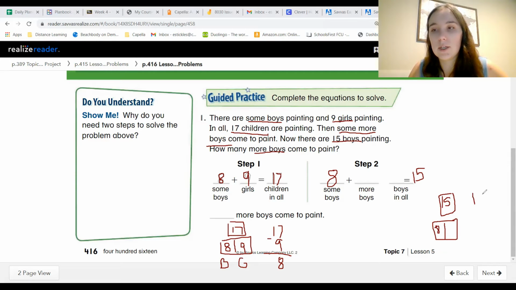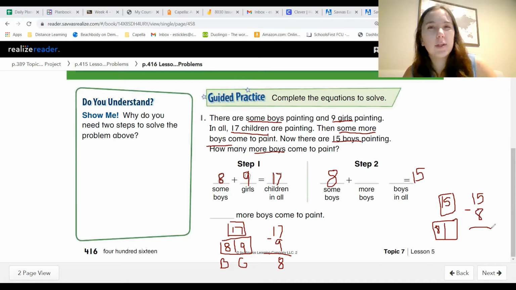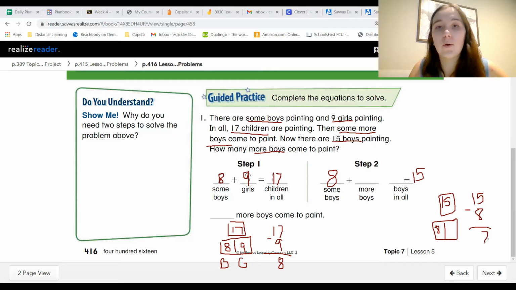So I'm going to do subtraction again. I'm going to do 15 minus the 8 boys that we started with, and that's going to tell me how many came to join. So what is 15 minus 8? 7. So we know that there were 8 boys starting, and then 7 more boys came to join, which meant that there were 15 boys in all.